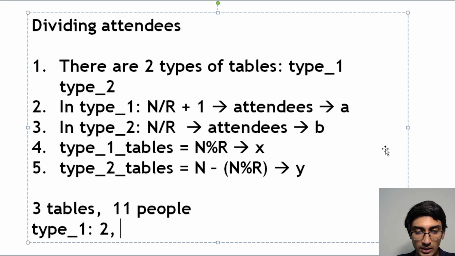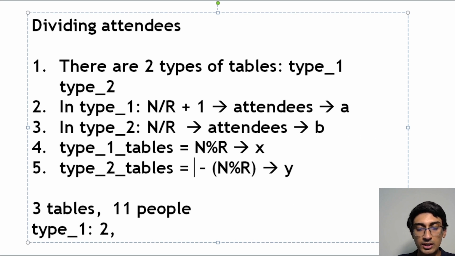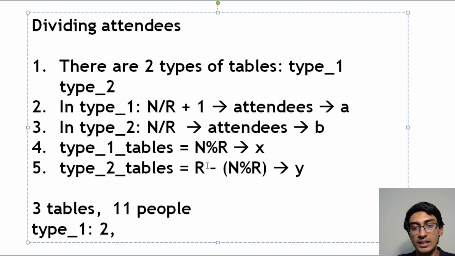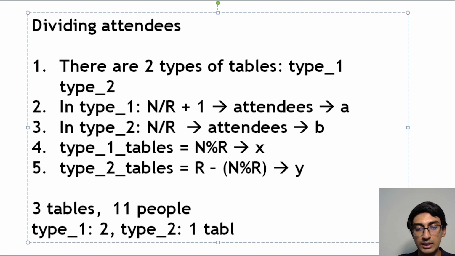One second. Yeah, sorry, it should not be n minus n modulo r, it should be r minus n modulo r, because r is the number of tables we have. So r minus n modulo r will give us 3 minus 2, which means we'll have 1 type 2 table. So we'll have only 1 table which is a type 2, right? So r minus n modulo r will tell us how many remaining tables we have. That will be y.